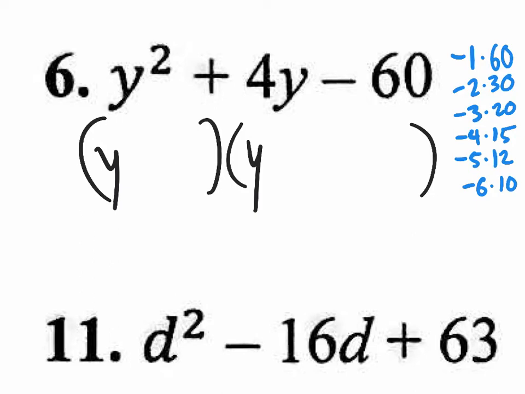So which pair of numbers combines together to give you positive 4? Negative 2 and 30, that does not combine together to give you the middle value, positive 4. So if we look at this last combo, negative 6 plus 10, that will give us positive 4. So negative 6 plus 10 is the correct combo, and that's it, you're done.